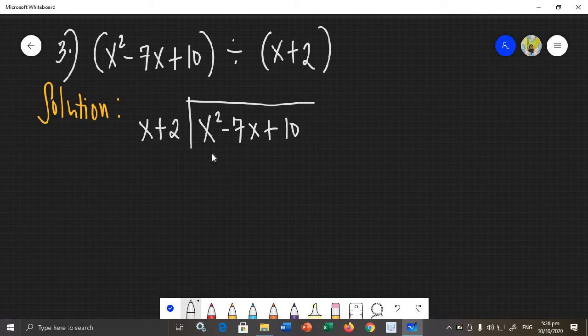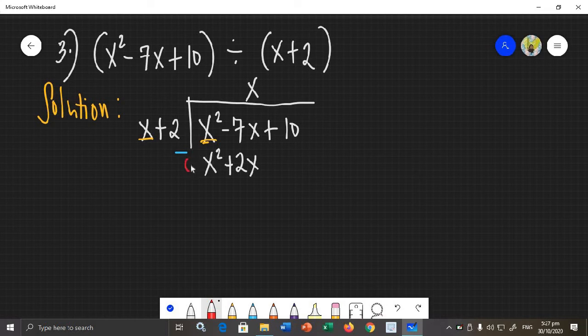And again, according to the process, we need to divide first the first term in the dividend by the first term in the divisor. So x squared divided by x, the answer is x. And then x, the quotient here, we need to multiply it to both the terms in the divisor. So x times x, that is x squared, and x times 2, that is positive 2x. And then we should subtract and apply the rules in subtraction.